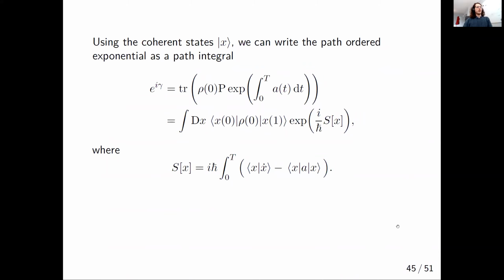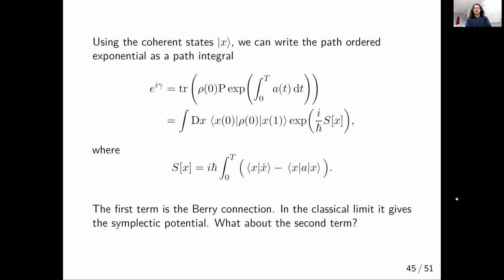So by inserting many resolutions of the identity in this path-ordered exponential, you can write it as a path integral over paths of coherent states, just in the usual way you construct a path integral. And the action for the path integral takes this form. So the first term in the action is the Berry connection. And in the classical limit, it's just going to give the symplectic potential of the classical phase space. But there's the second term involving A, which is really the interesting bit. So what happens to that?